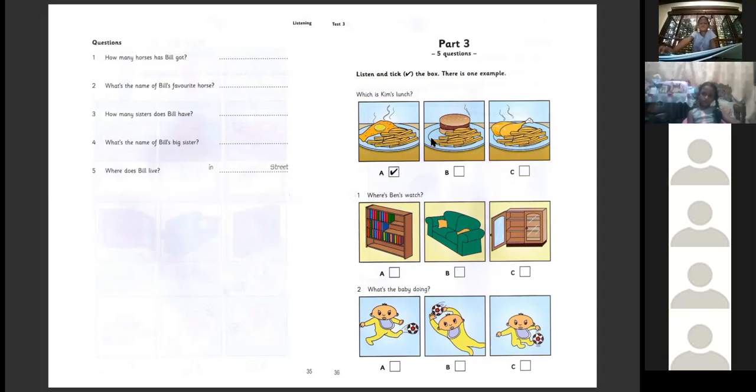1. Where's Ben's watch? Where's my watch, Mum? It isn't in the cupboard. Is it on the bookcase, Ben? No, it isn't. Oh, I can see it. There it is. It's on the sofa. Oh, good. Two. What's the baby doing? Is this a new photo of your baby? Is he kicking the ball? No, he can't kick it and he can't catch it. So, what is he doing? Look, he's bouncing it.